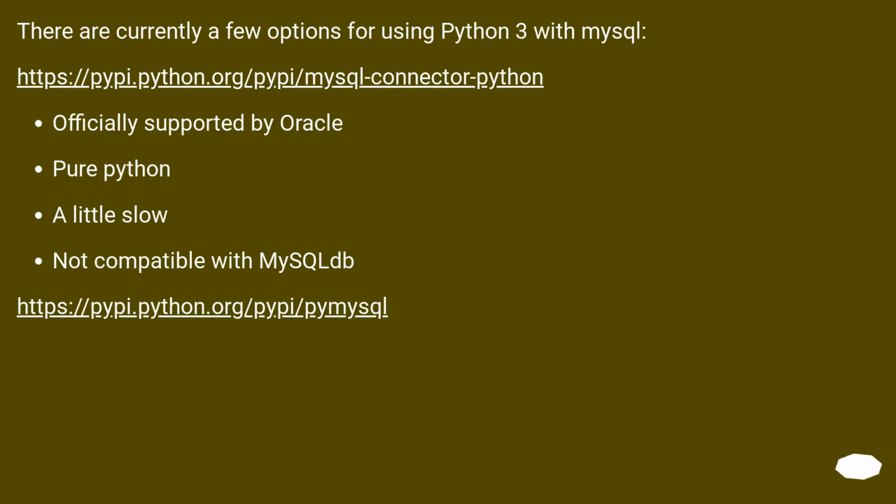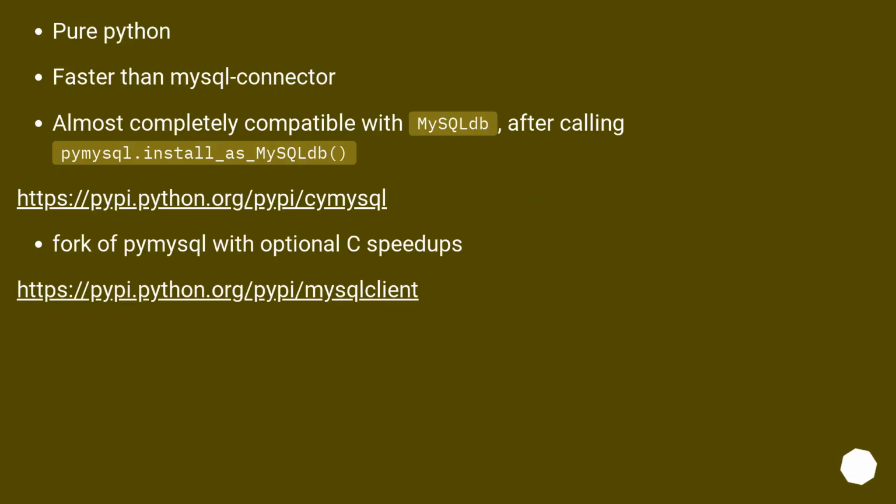There are currently a few options for using Python 3 with MySQL. MySQL Connector/Python, at this URL: officially supported by Oracle, pure Python, a little slow, not compatible with MySQLdb. PyMySQL, at this URL: pure Python, faster than MySQL Connector, almost completely compatible with MySQLdb after calling pymysql.install_as_MySQLdb(). oursql, at this URL: fork of PyMySQL with optional C speedups. This URL.